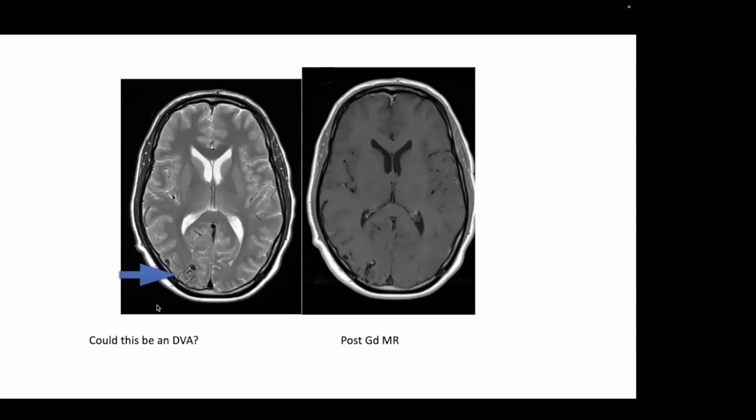Just another example, could this be a developmental venous anomaly? And of course, the answer is no. You see on the post-contrast imaging, the draining vein, this potentially draining vein does not enhance. And you see all these flow voids here on the T2 weighted scan. So this again is an arteriovenous malformation, not a DVA.